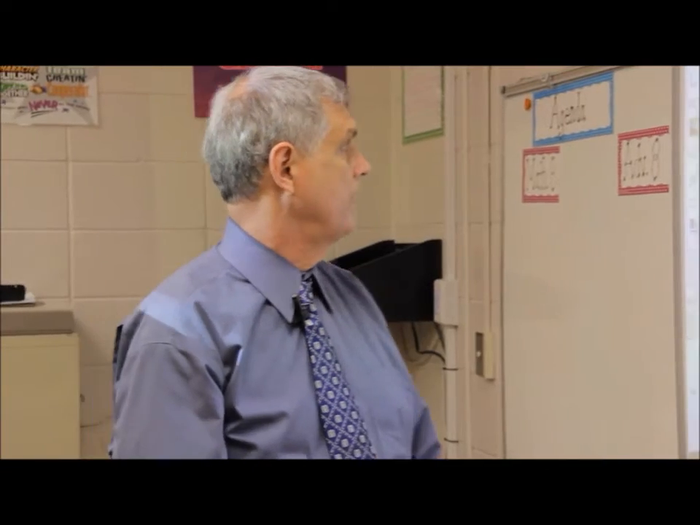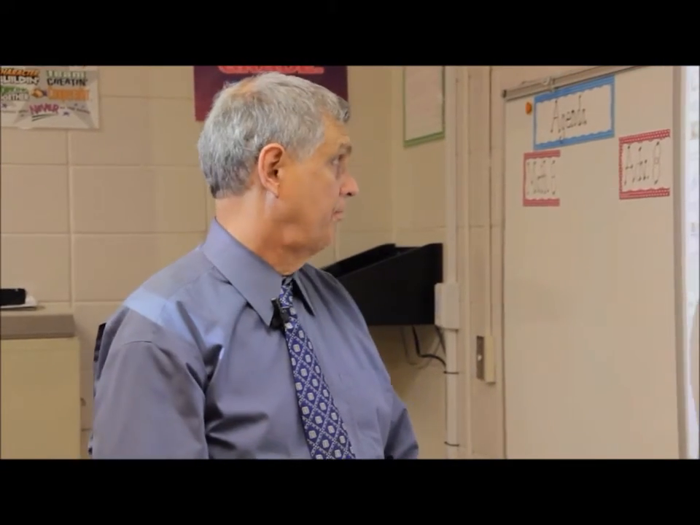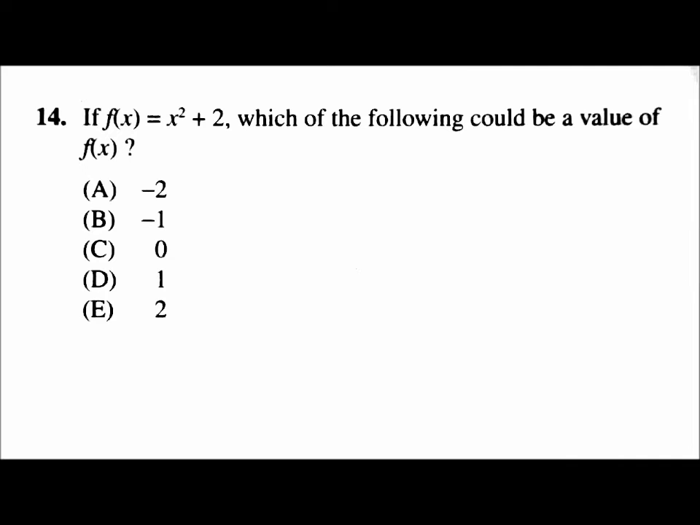It's a number 14 problem, so it's at least medium level difficulty. And you look at it at first, you say, well, that's just like the simple example that I showed you a moment ago, where I had x squared plus 5 as your function. But let's see what they're asking here. If f of x equals x squared plus 2, which of the following could be a value of f of x?